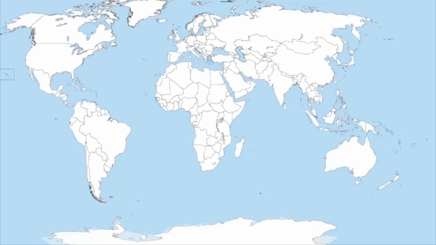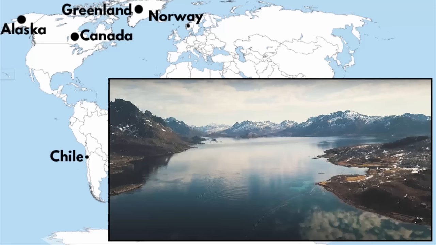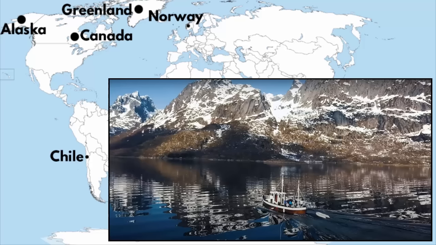Fjords are found mainly in Norway, Chile, New Zealand, Canada, Greenland, and the US state of Alaska. Fjords are home to several types of fish, plankton, and coral reefs.